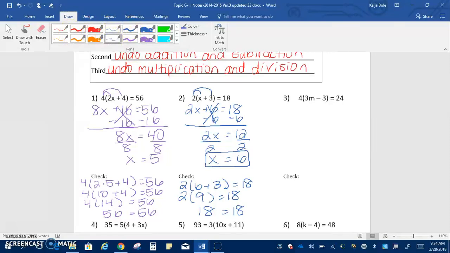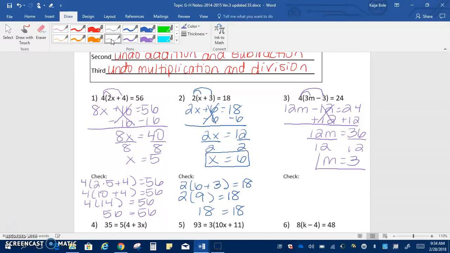Alrighty, number 3 here. Got to get rid of the parentheses first. So we multiply the 4 to both parts. So 4 times 3m would be 12m. Minus 4 times 3 is 12, and this equals 24. So first we have to undo our subtraction here by adding 12 to both sides. So these are gone, and we get 12m equals 36. And now we're going to divide by 12 on both sides, and we get m equals 3.